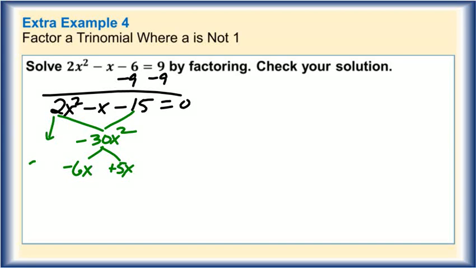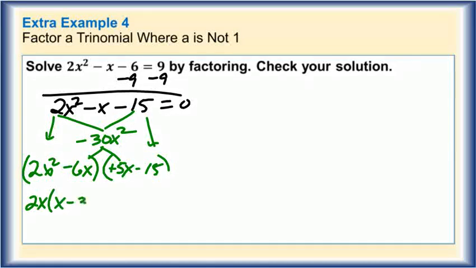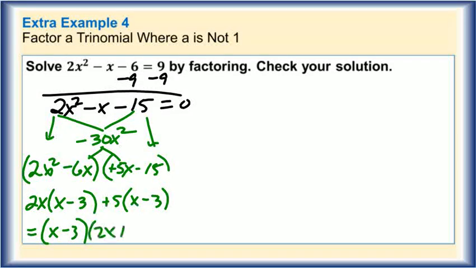Bring down the 2x squared, one binomial, bring down the minus 15, the other binomial. And then I factor. So I can factor out 2x. That leaves me with x minus 3. Over here, I can take out a positive 5. That leaves me with x minus 3. So I have x minus 3 and 2x plus 5.